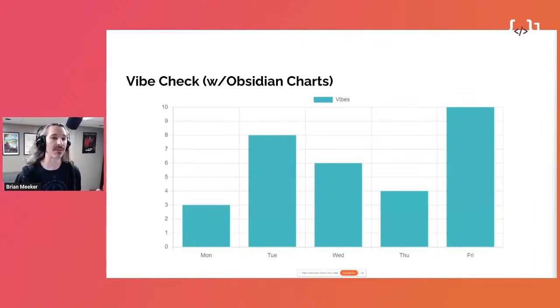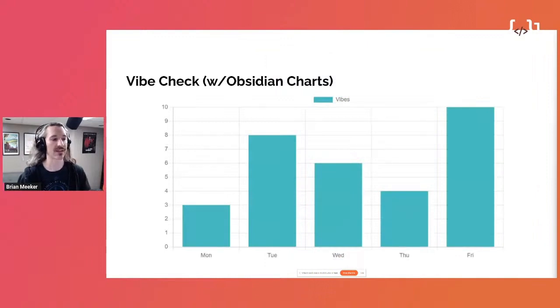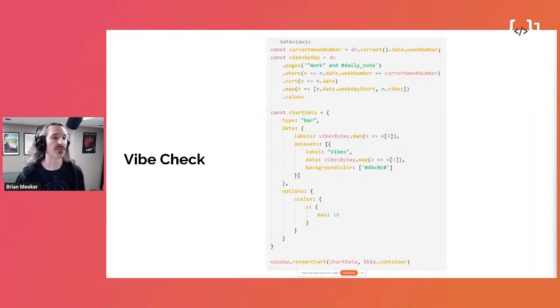So I'm not doing that with commit messages, but I do keep daily notes at work. And in my metadata, I have a vibes column. So every single day, I get to do a vibe check, and at the end of the week, in my weekly summary, it outputs a chart like this. So the first part here is very similar to the other queries we've seen. We're just mapping each result to a 2-element array containing the day of the week and the vibes. And then we define a bar chart just like you would with chart.js.